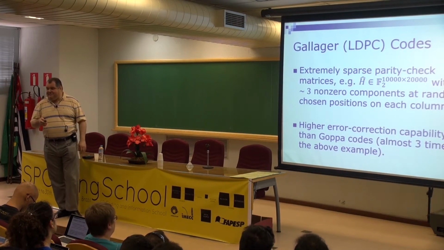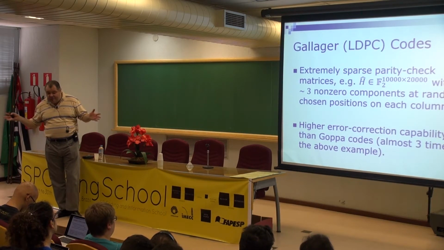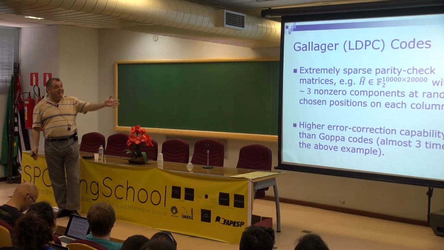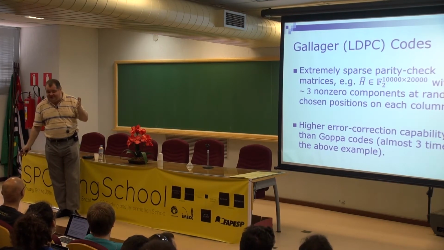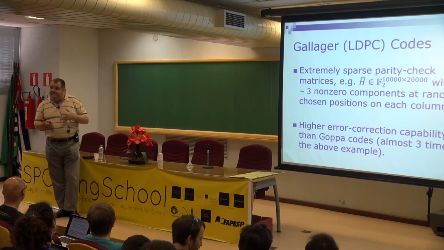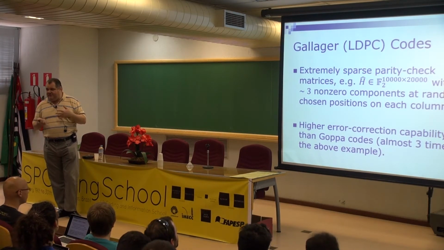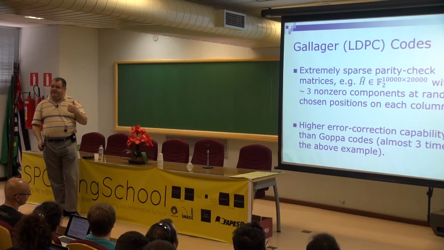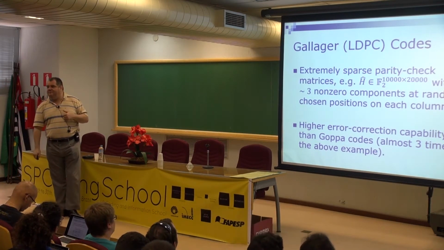Surprisingly, such codes are created randomly. There is no further structure than this. The matrix has to be sparse, and that's it. They have an astoundingly good error correction capability, about 3 times better than a Goppa code with the same dimension.